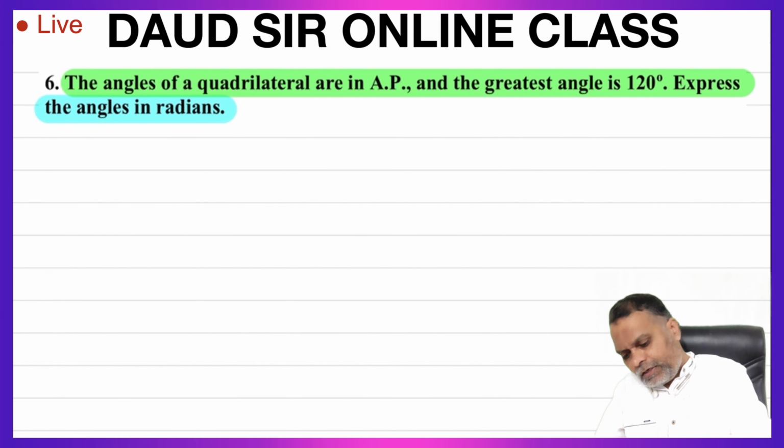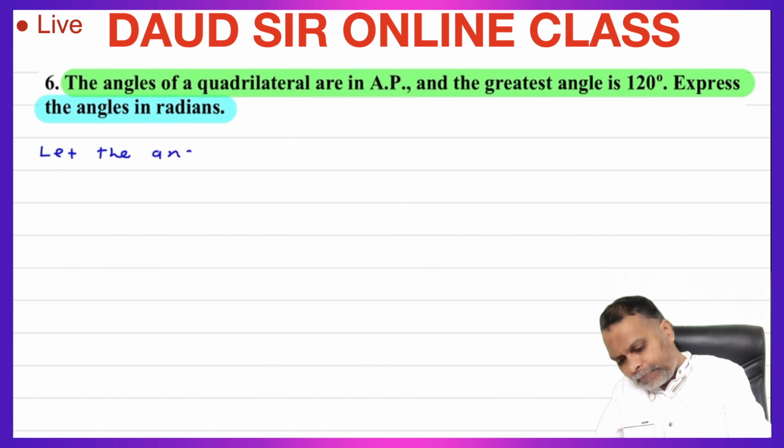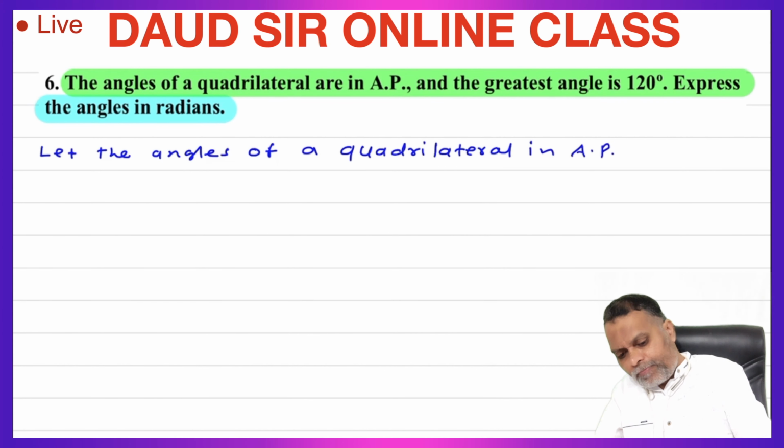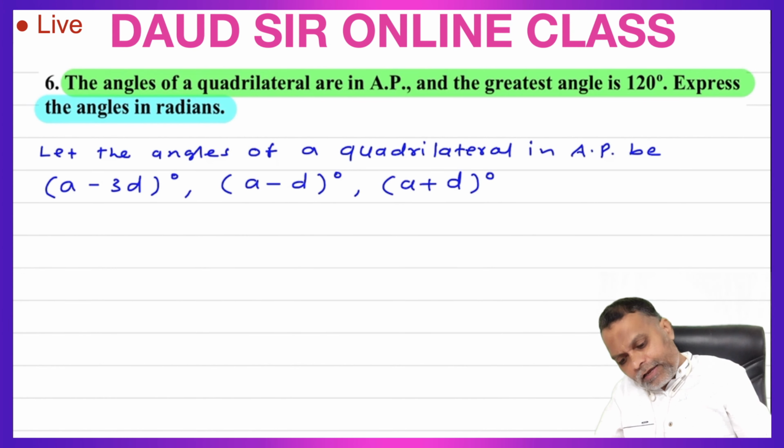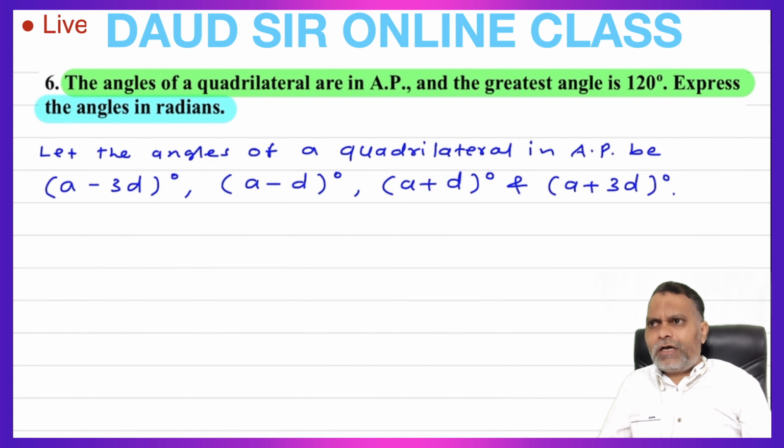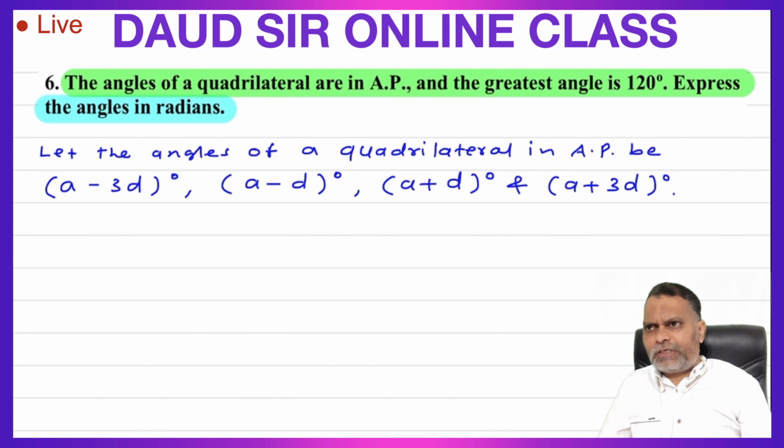So first, let the angles of a quadrilateral in AP be A minus 3D degree, A minus D degree, A plus D degree, and A plus 3D. These are the 4 angles in arithmetic progression.